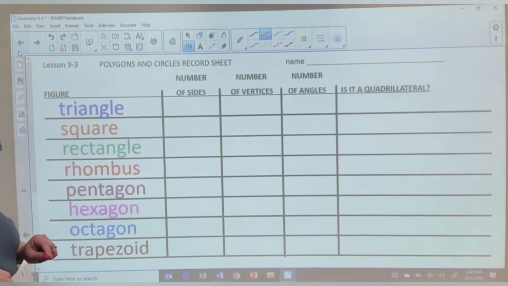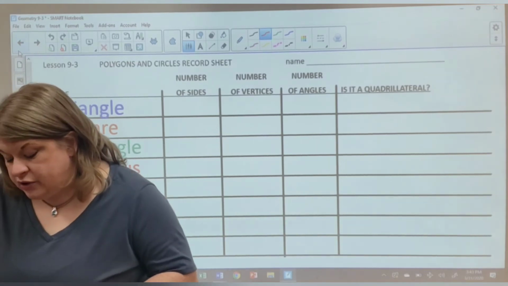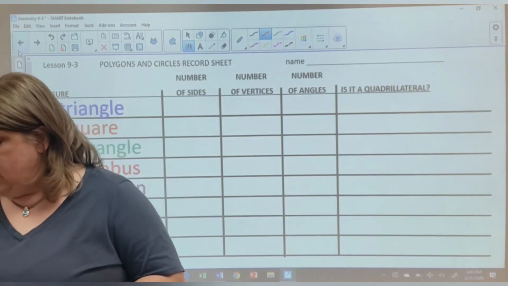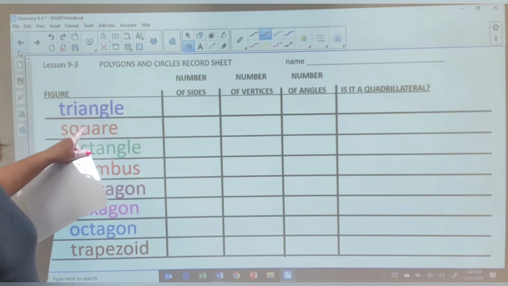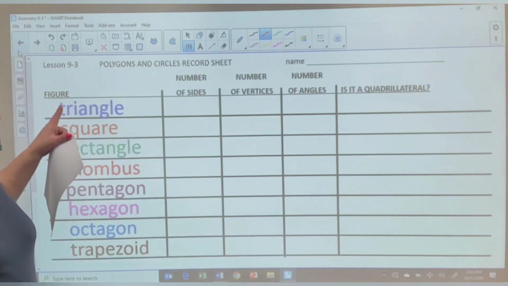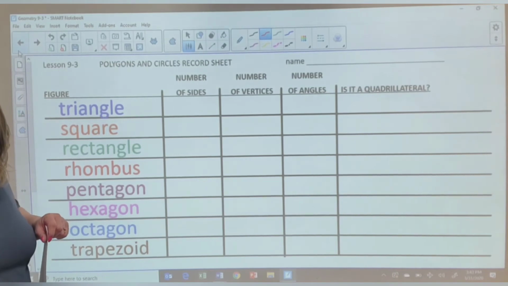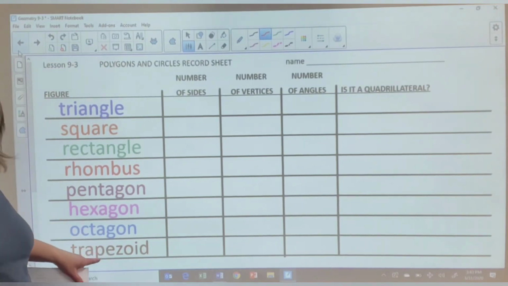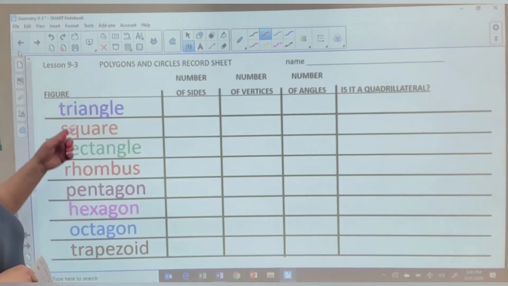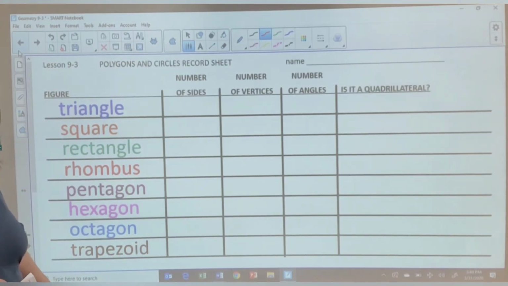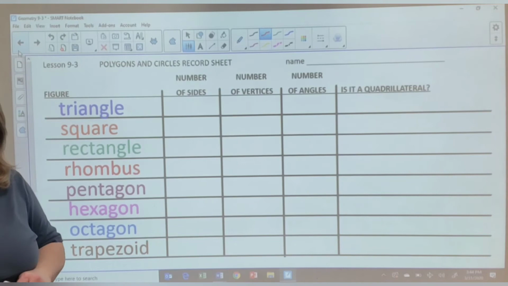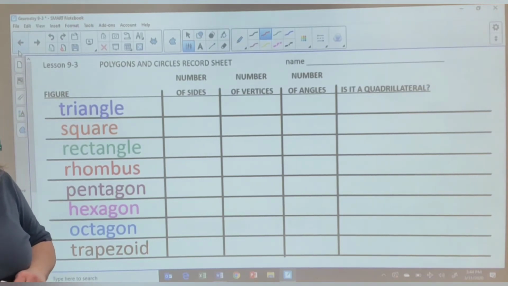on there. If you notice on page 308 in your book at the top, these shapes are written in order. Triangle is at the top, then you have a whole row, square, rectangle, rhombus, pentagon, hexagon, octagon, and then the last one on there is a trapezoid. So you can copy them from your book, or you can pause this video and copy them off of there, whatever's easiest for you to do. Please write in those names, and then you can come back and we'll get started.